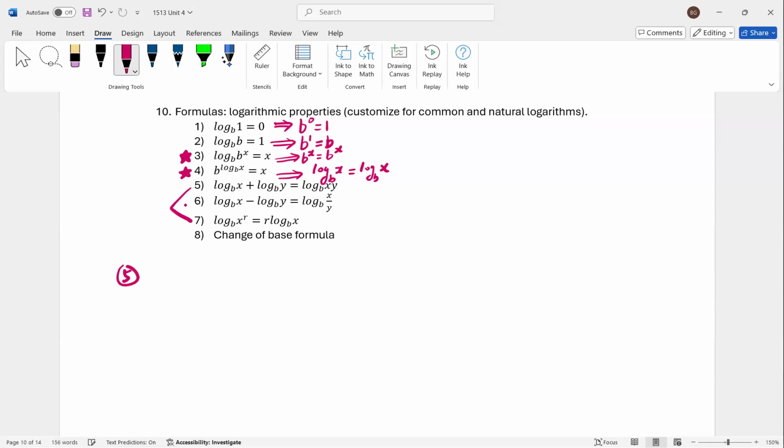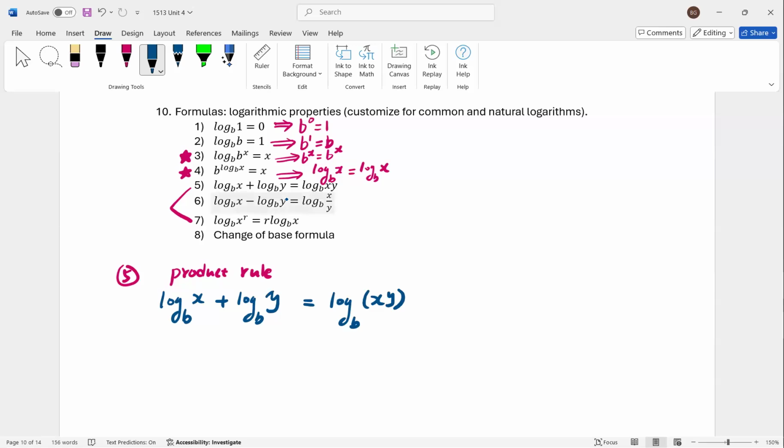Number 5 is called the product rule. Let me write the formula here. It says log with base b of x plus log with base b of y equals log with base b of x times y. This formula is called the product rule. The product is right here, okay? Sometimes we use this formula from the left to the right. Sometimes we use the formula from the right to the left.